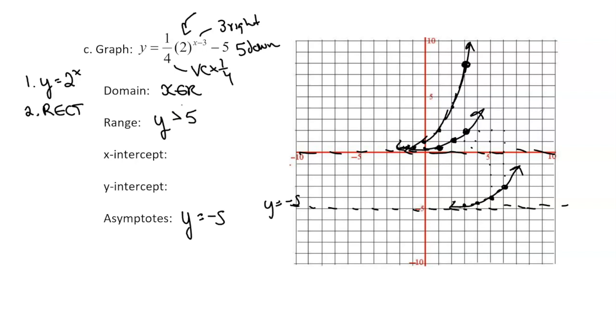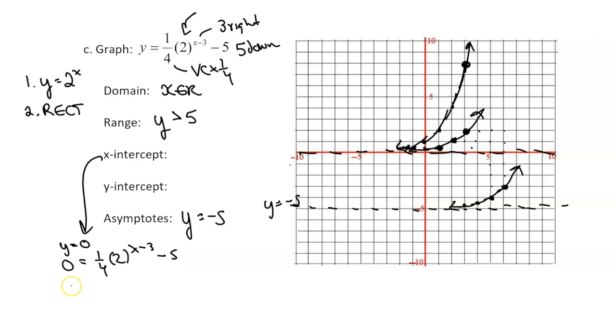And then for the x-intercept and y-intercept, well, let's see what we have here. So for the x-intercept, I'm just going to do this down here. We could put in 0 for y. You could say 0 equals 1/4.